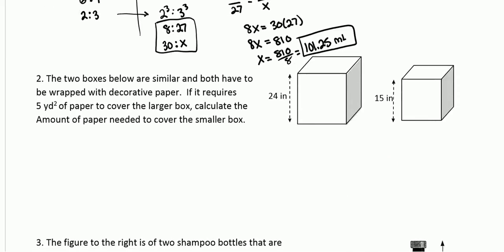Number 2, the two boxes below are similar and both have to be wrapped with decorative paper. If it requires 5 square yards of paper to cover the larger box, calculate the amount of paper needed to cover the smaller box. Notice what's drawn in is they show you the heights. So we're given the heights in the diagram, which is one-dimensional, and we got 24 to 15. We can reduce those, divide them both by 3, we get 8 to 5. So that's our one-dimensional ratio.